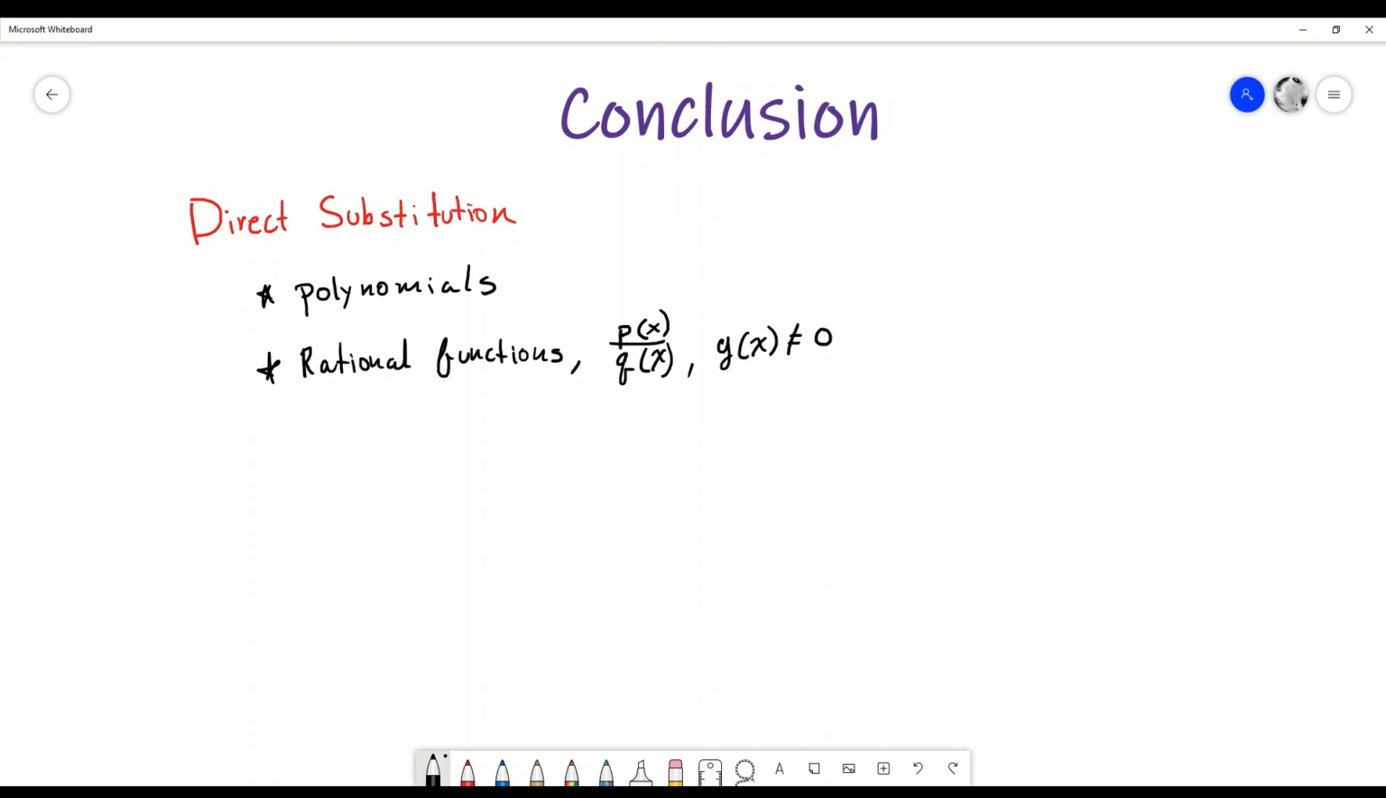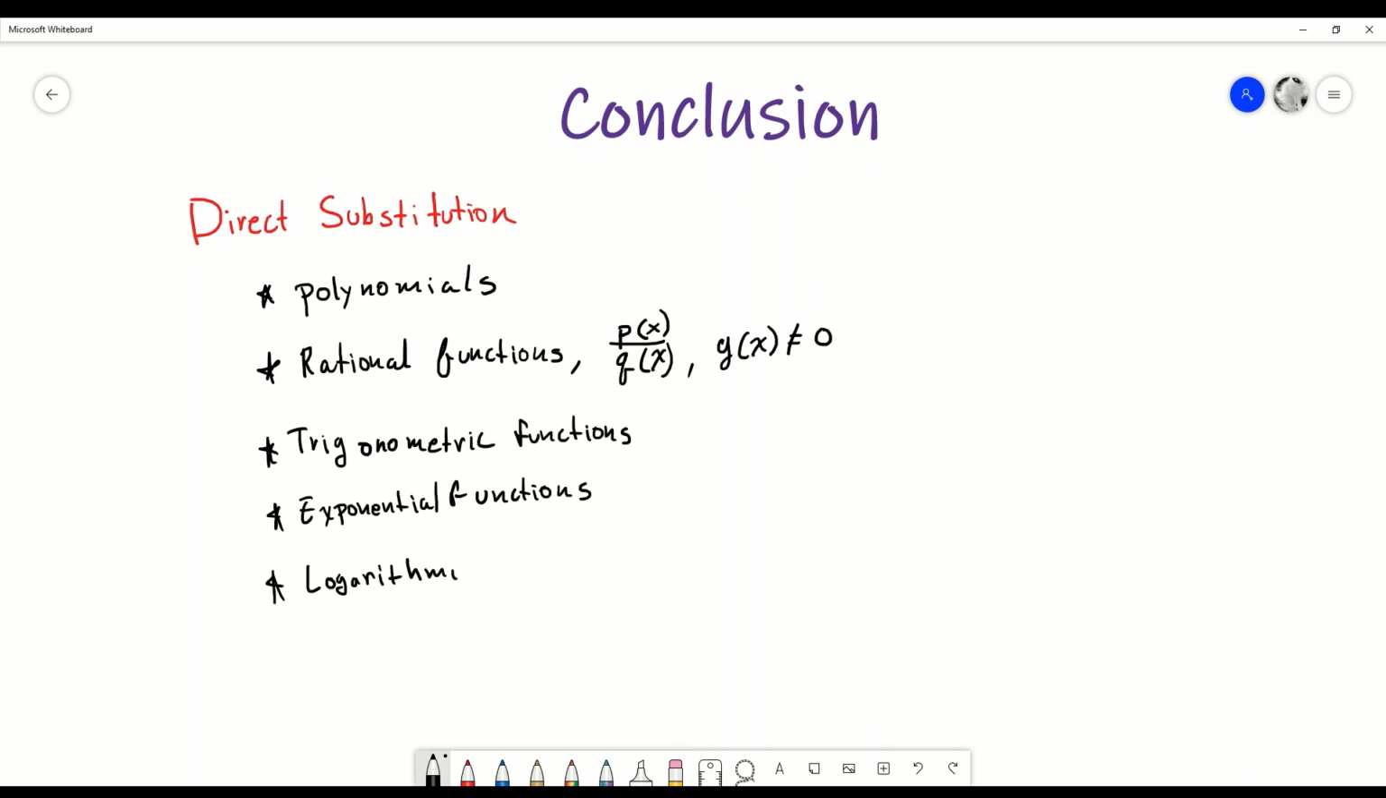But we can also use direct substitution for things that are not polynomials, such as trig functions. We can also do it for exponential functions. They are well-behaved. And logarithmic functions are also well-behaved functions where we can use direct substitution. Here are some quick examples of the last three.